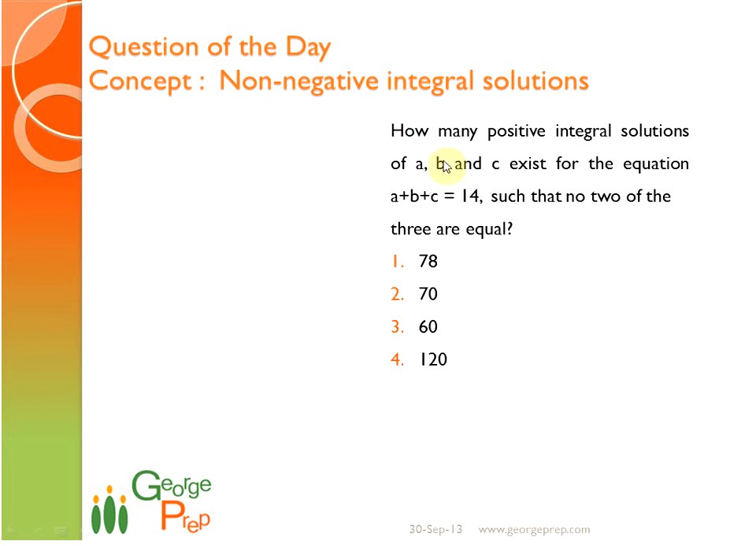How many positive integral solutions of a, b and c exist for the equation a plus b plus c is equal to 14? If you have never solved a question of this kind, then you might have to look at the link that you find in the top left hand side of the screen. Try a few questions of that kind and then come back to this question. But if you have already solved questions of this kind, then we are ready to go forward.